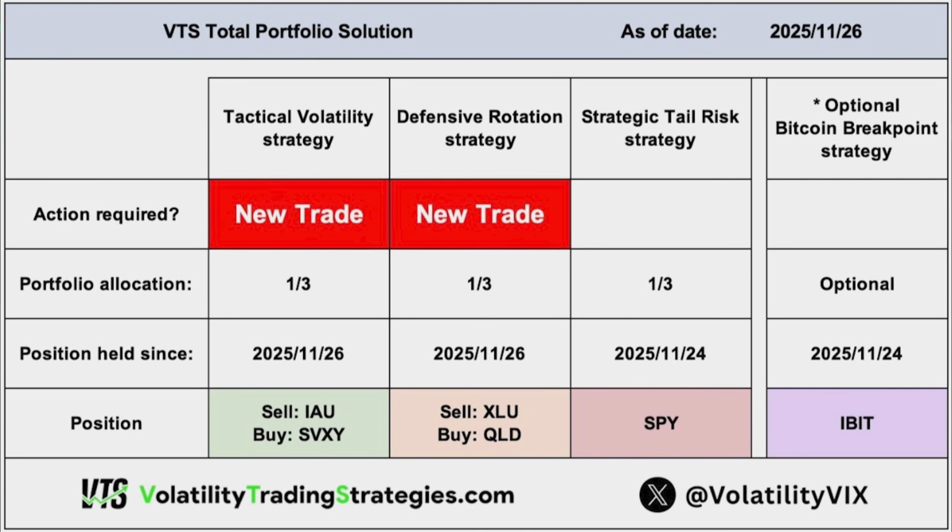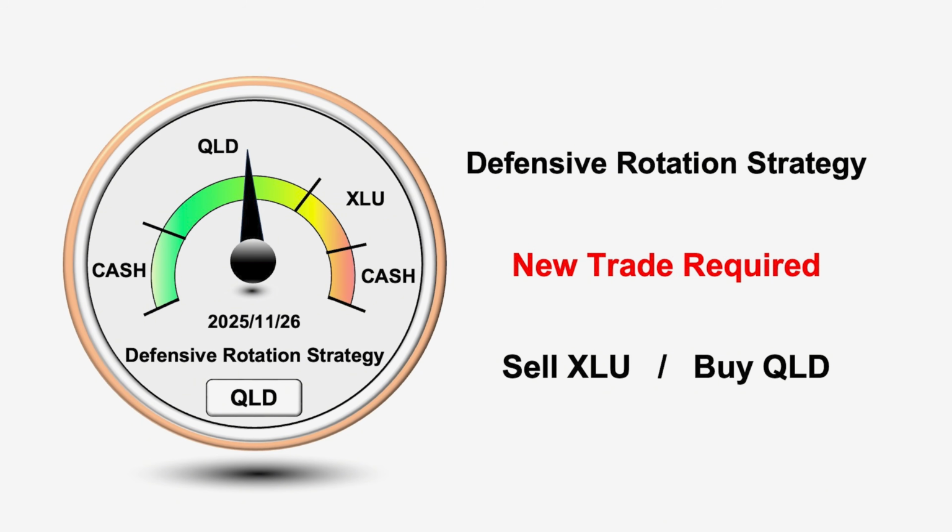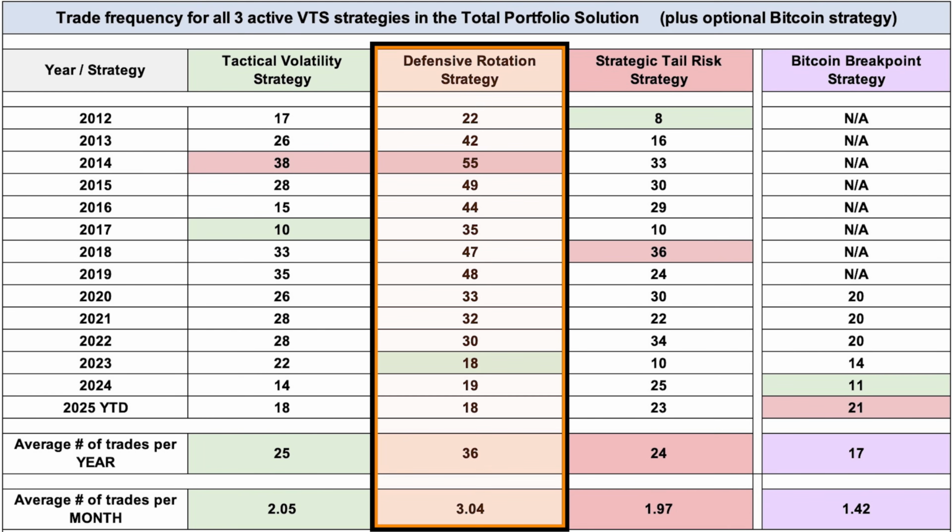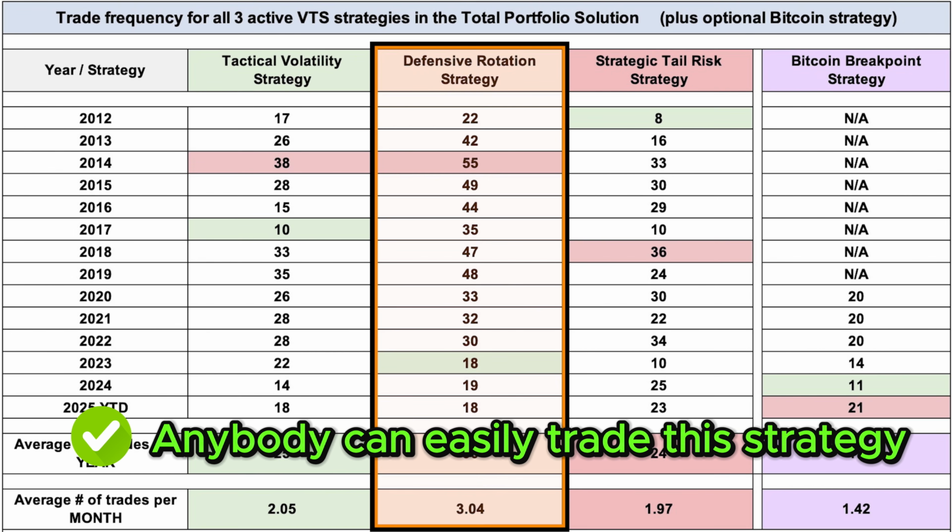And I've made it very easy to follow for subscribers of VTS. Whenever there's a new trade required, it's clearly marked in both an easy-to-read table, and there's a trade dial as well for signals at a glance. And you just go into your trading software and execute it. And as far as trade frequency goes, the strategy itself averages about 3 trades per month, so we're only talking about maybe 10 minutes of actual trading spread out over a whole month.